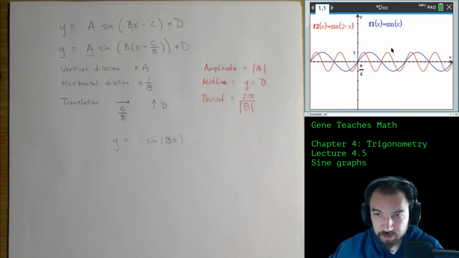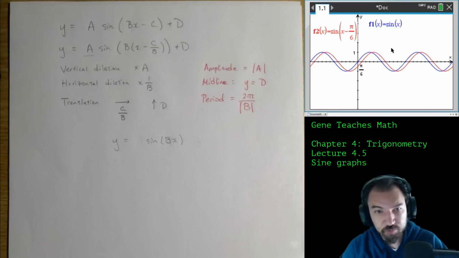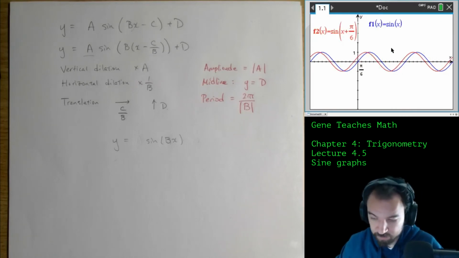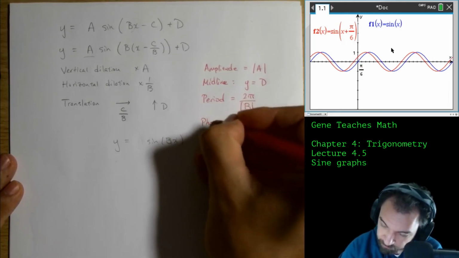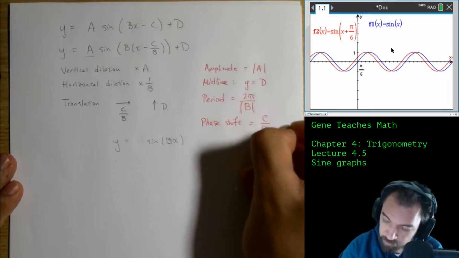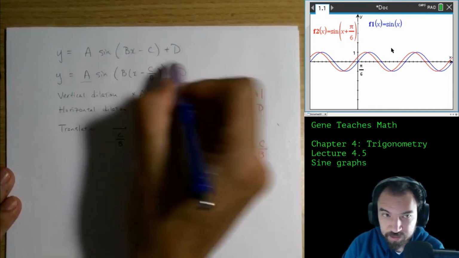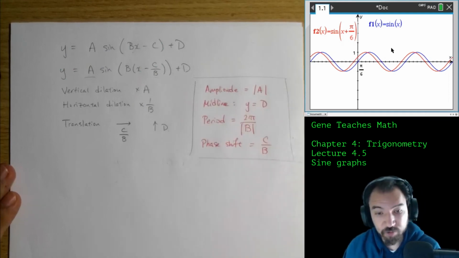And then finally, the phase shift, if I do minus pi over 6, for example, that just shifts me to the right pi over 6. If I go plus pi over 6, then it shifts me to the left pi over 6. That one is perhaps one of the easier things to understand. The phase shift is just c over b. Okay. So now, what we can do is we can take anything of this form and extract this information from it and then graph accordingly.